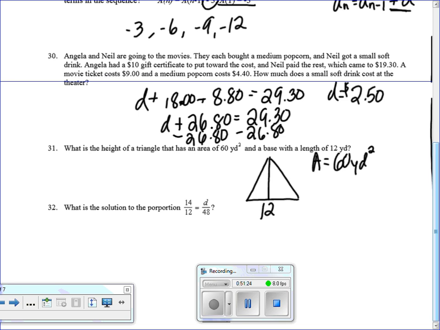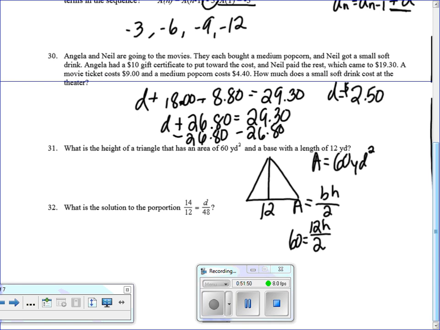Okay, you need to know the area formula for a triangle, which is base times height divided by 2 equals the area. In this case, we know the area is 60 square yards. We do know the base is a length of 12 yards. We don't know the height, so we're going to leave the height as just h. And then we're dividing all of that by 2.